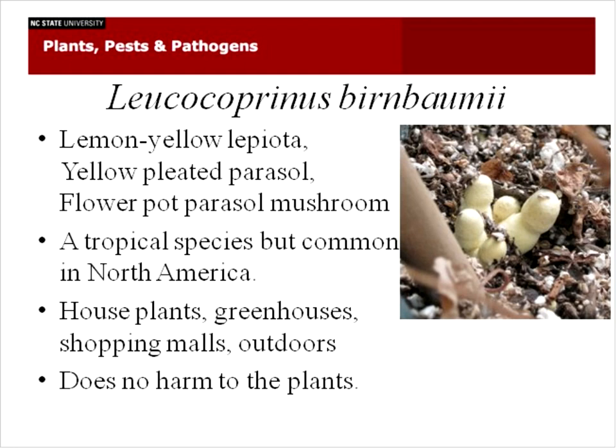The scientific name of this is currently Leucocoprinus birnbaumii, which is the unfortunate consequence of some of these scientific name changes. The older, maybe more familiar name of Lepiota lutea was a lot more manageable. Several common names you'll see for this: the lemon yellow lepiota, or the yellow pleated parasol, or the flower pot parasol mushroom. I did come across in one reference that this is a tropical species, but is actually common in North America in the south, and then under indoor conditions farther north.